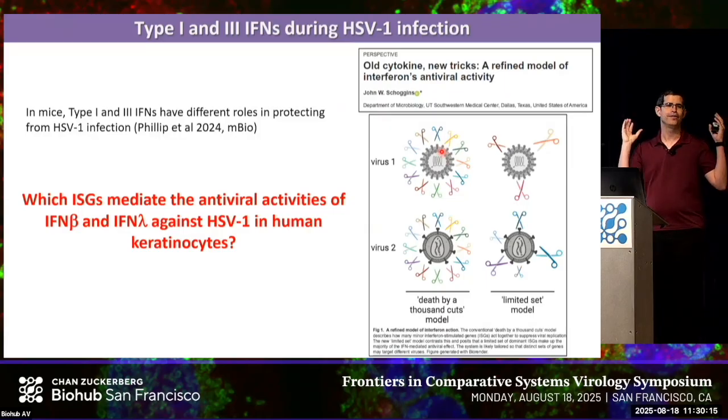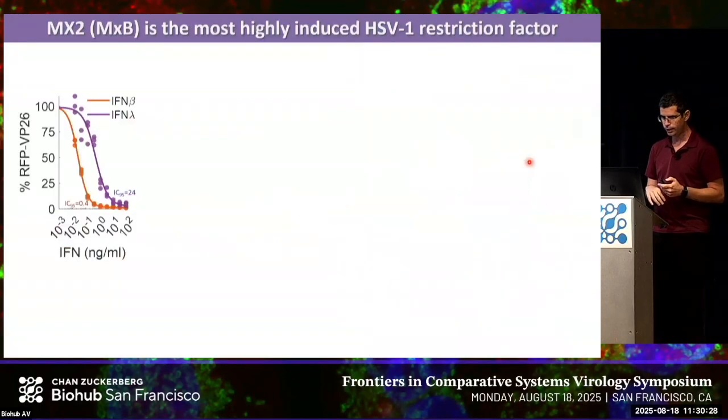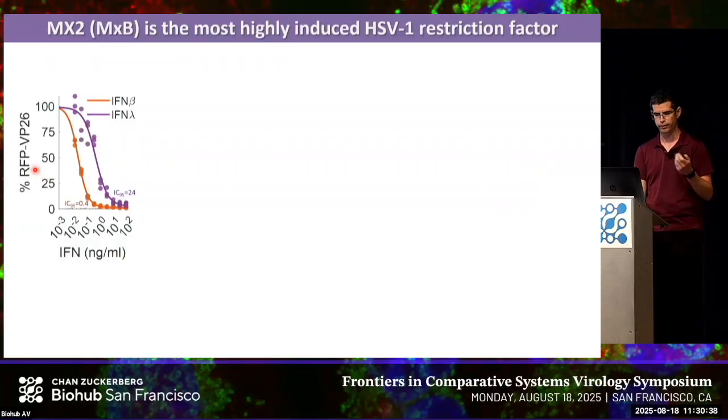There are 2 ways that we think about how these ISGs work: either death by 1,000 cuts, where all of these hundreds of ISGs have some minor effect on all viruses, or maybe there's a limited set that is important for each individual virus. To find that out in our human keratinocytes, we've done dose responses for interferon beta and lambda. Here I'm showing you the percent of late gene expression with this non-spreading virus. Lambda is much weaker, we know that, but we can find concentrations where they give the same inhibition, the IC95, about 95% inhibition.